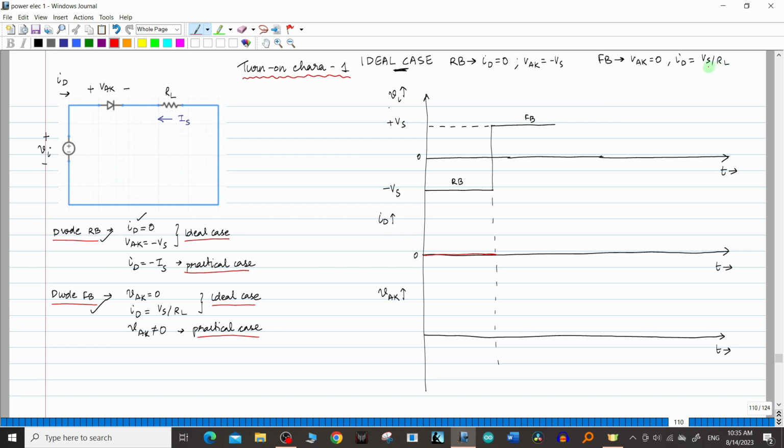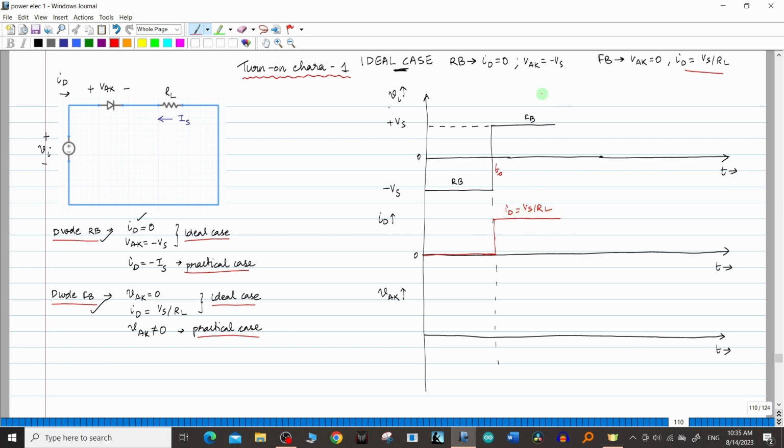And for ID in the forward bias condition, let us call this time t0. After t0, ID is equal to Vs divided by RL. So I can just draw like this. This is Vs divided by RL.